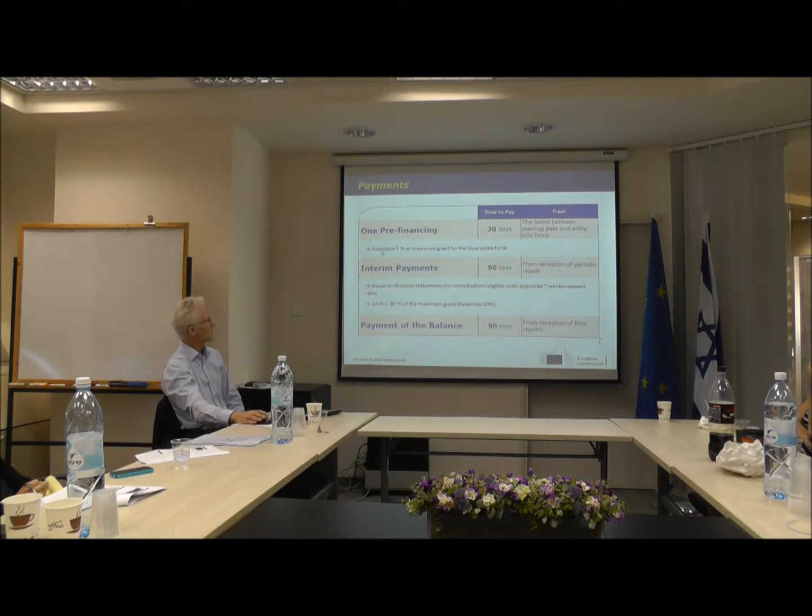In the same way as in FP7, we have the so-called participant guarantee fund. So of this pre-financing, we deduct immediately 5% of the overall amount and we put it on the bank account for creating interest to cover any risk of failing participants, people running to the Bahamas for money and so on.